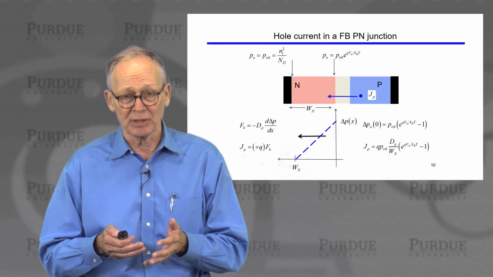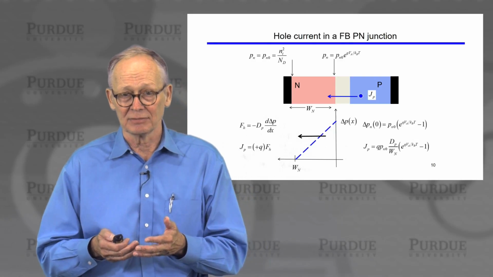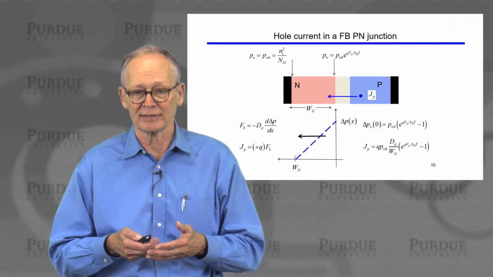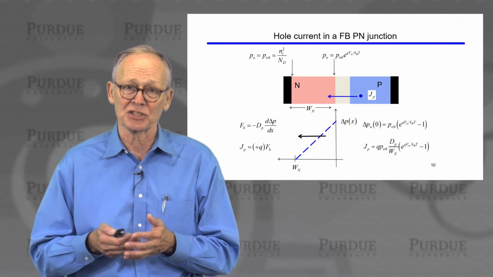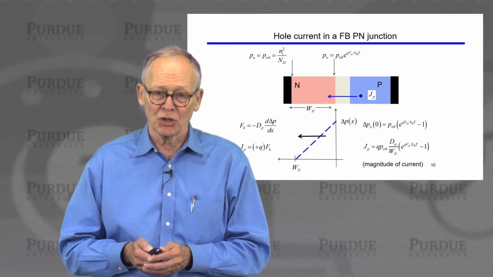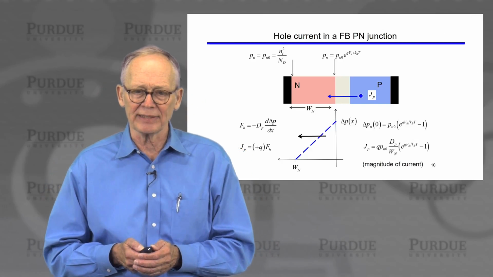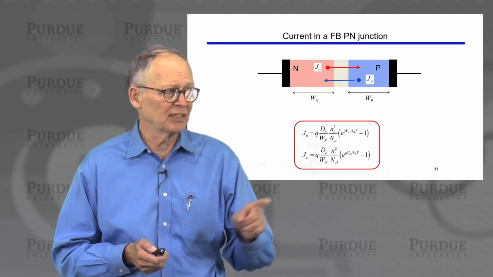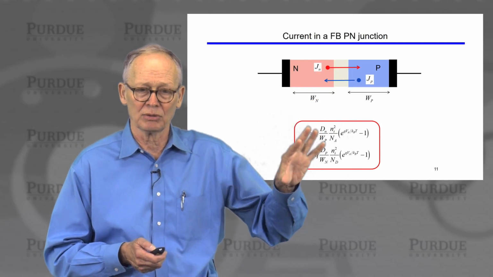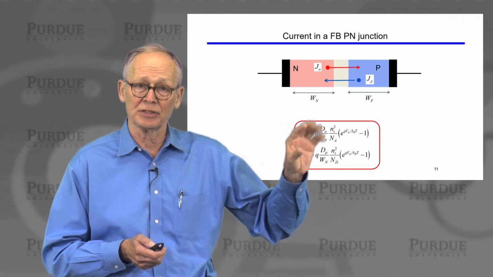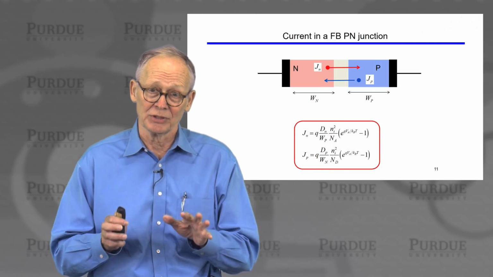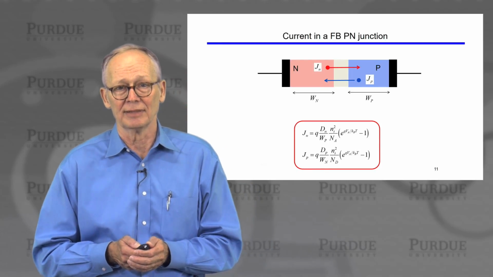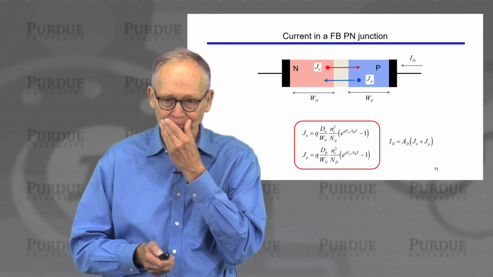It'll depend on the equilibrium hole concentration, on the hole diffusion coefficient, on the thickness of the region across which it's diffusing, and then exponentially with forward bias. So we can very simply then get a description of the forward biased injected currents due to electrons and holes in the PN junctions, and these are the two expressions that we get. We will use these expressions extensively when we develop an understanding of bipolar transistors.